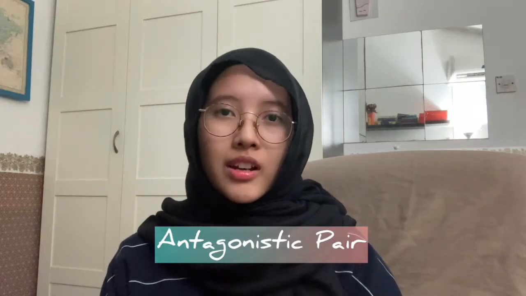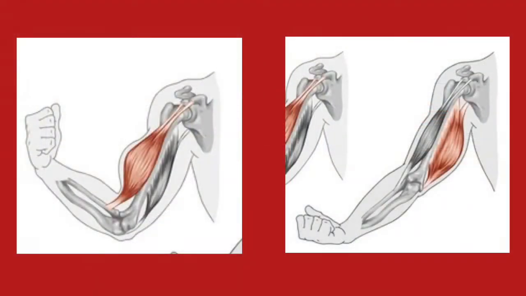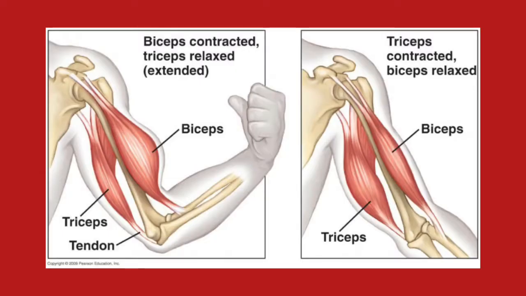So how does the bicep and the tricep work together as an antagonistic pair to lift our forearm? It's actually pretty simple. As the bicep contracts, the tricep will relax to allow bending of the limb. The bicep then relaxes and the triceps contract in order to straighten the limb back to its original position.